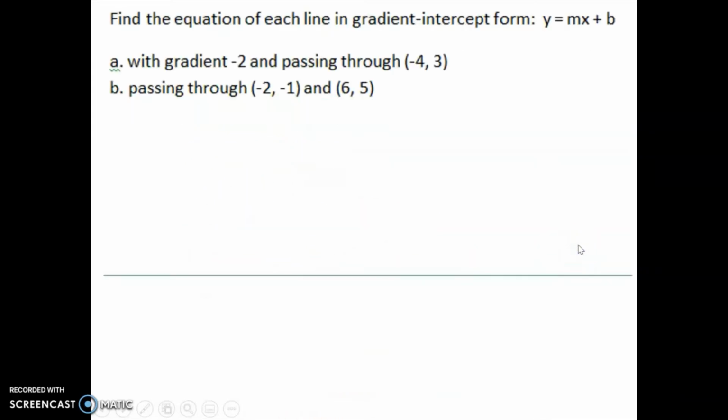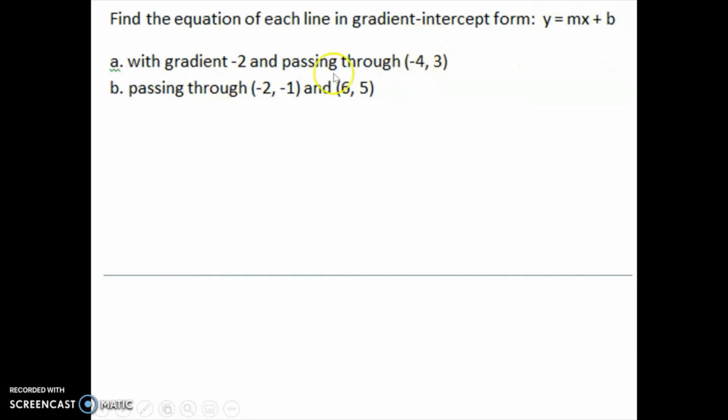Okay, let's look at some problems like this. It says here to find the equation of each line in gradient intercept form. So it wants the equations in this form, our most basic form, and we have a line with a gradient of -2 passing through the point -4, 3. Now, if we want to write it in this form, we need the gradient, which we have right here, and we need the y-intercept. This, however, is not the y-intercept.